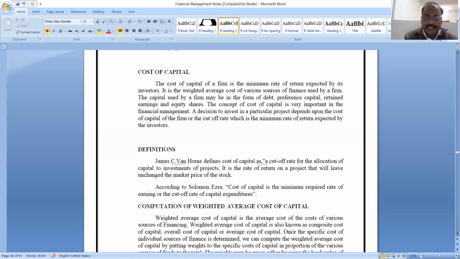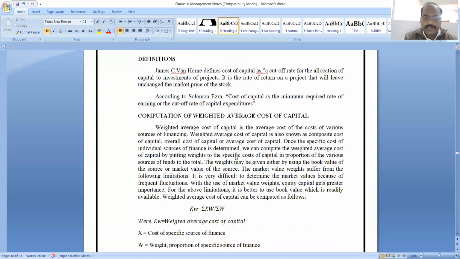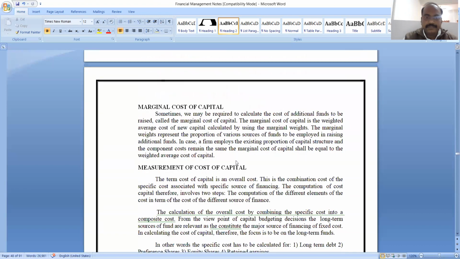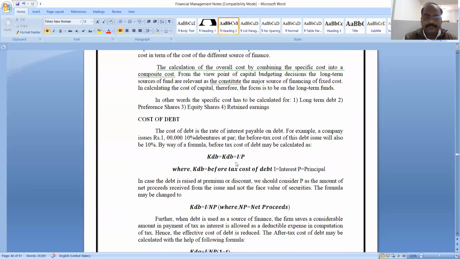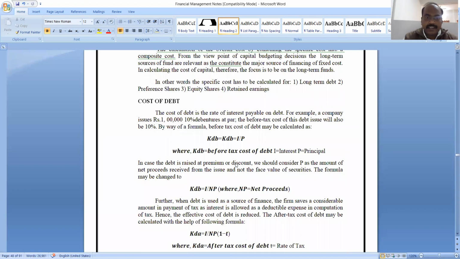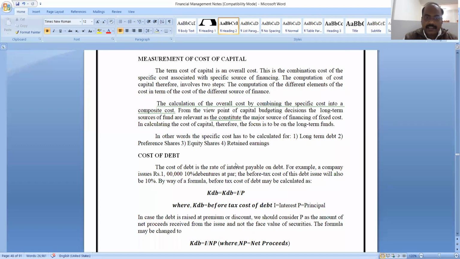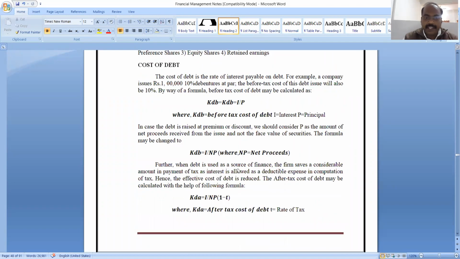And let us see what is it. Next concept. And these are the cost of debt and the measurement of cost of capital aspects.